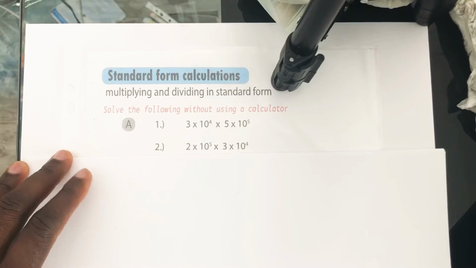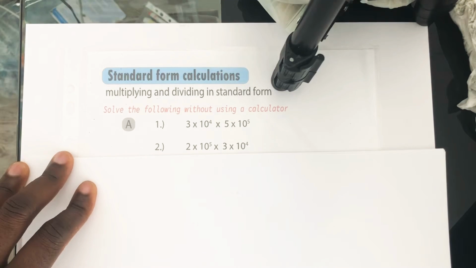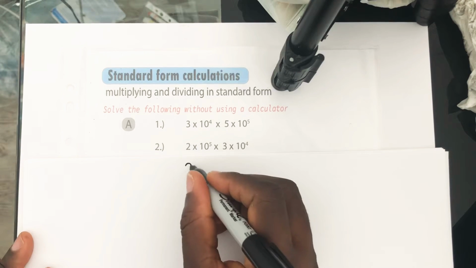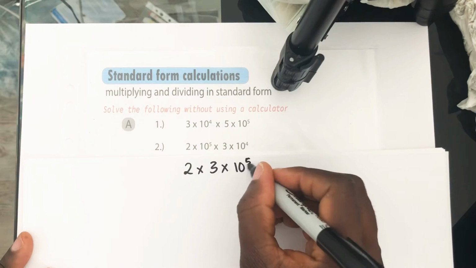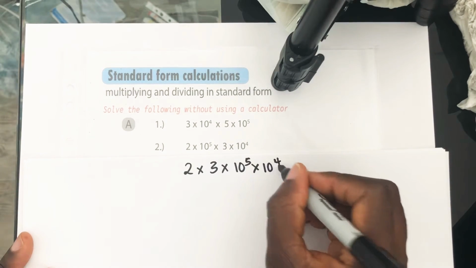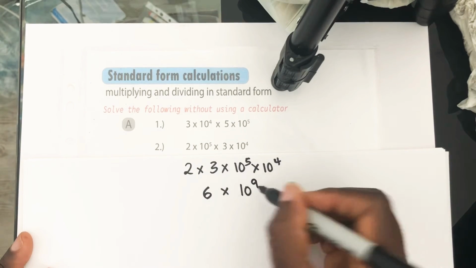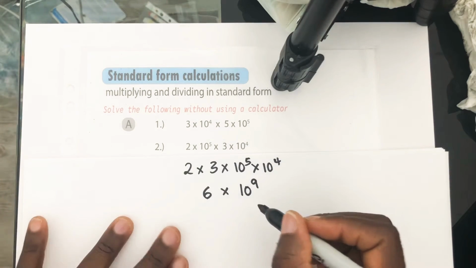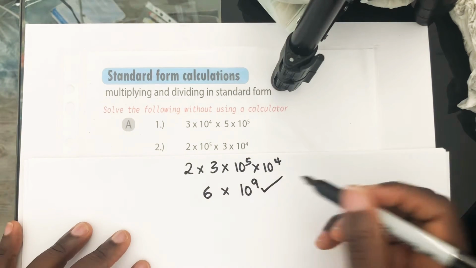Now, question 2 says 2 times 10 to the power 5 times 3 times 10 to the power 4. Okay, let's collect the ordinary numbers and then we can collect the powers of 10. So that would be 2 times 3 times 10 to the power 5 times 10 to the power 4. That would be 6 times 10 to the power 9. And 6 is a number that is less than 10. So it's all right, we can leave the answer as it is. So that will be the answer for that one.